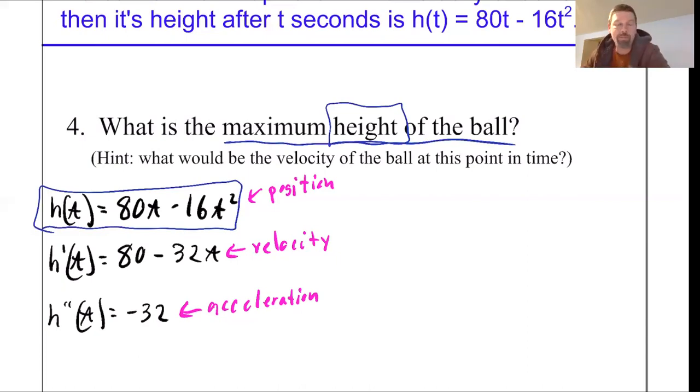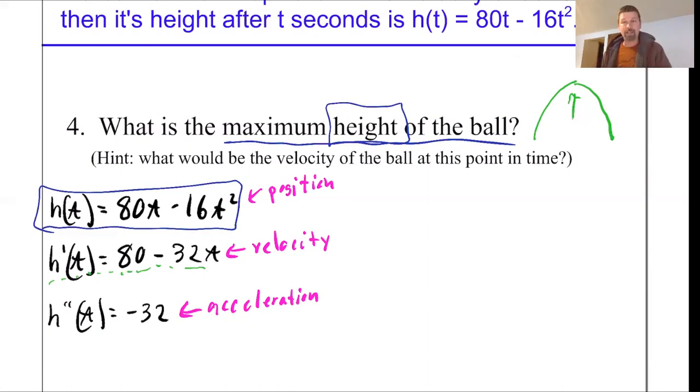Unfortunately, I don't know what time to plug in there. I don't know when it reaches a maximum height. To find that, I'm going to use this velocity function. I know when the ball goes up into the air, it's going to have a positive velocity. When it comes back down, it's going to have a negative velocity. But right there at its peak, its velocity is going to be 0. When you throw a ball up, it has a positive velocity as it rises. Right when it reaches the peak of its height, it's going to briefly stop, and then it's going to have a negative velocity coming down.